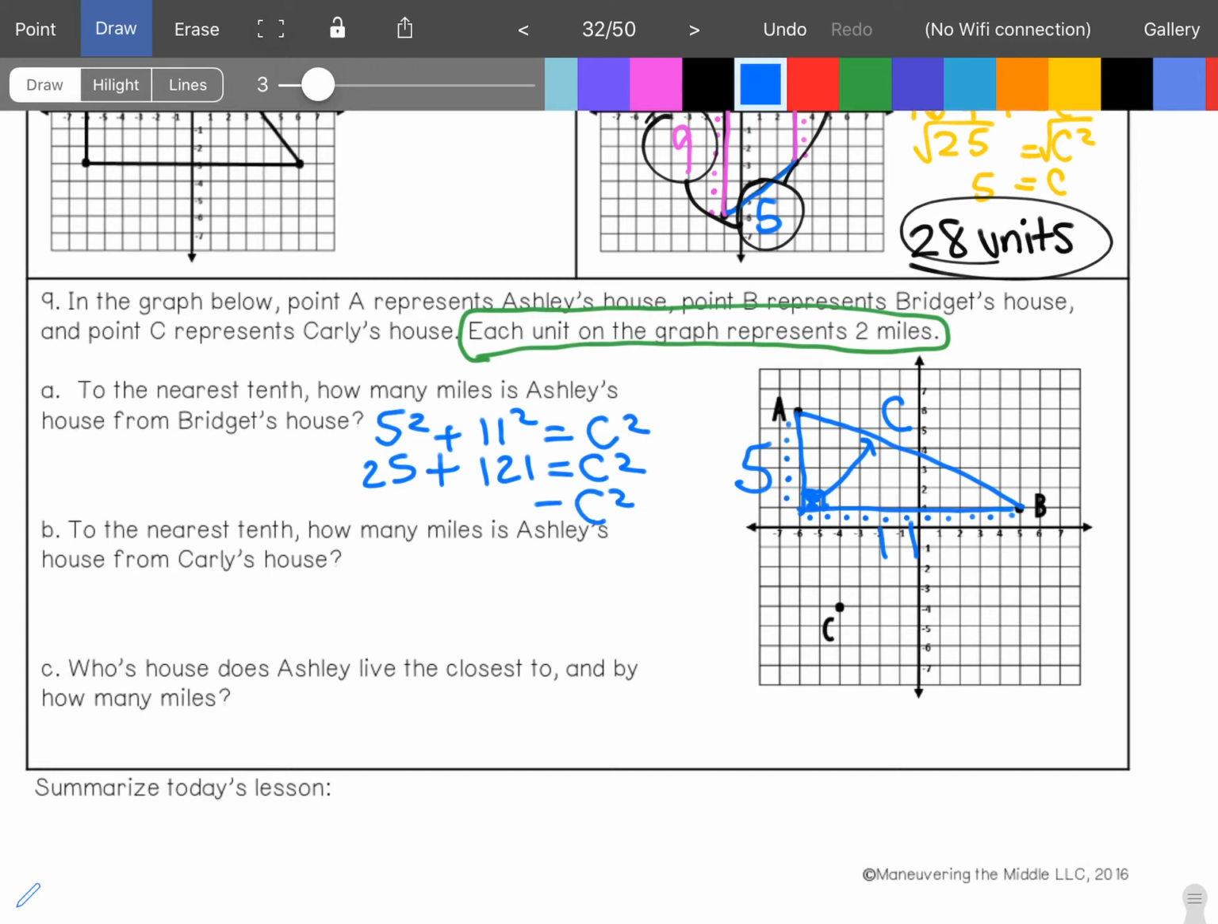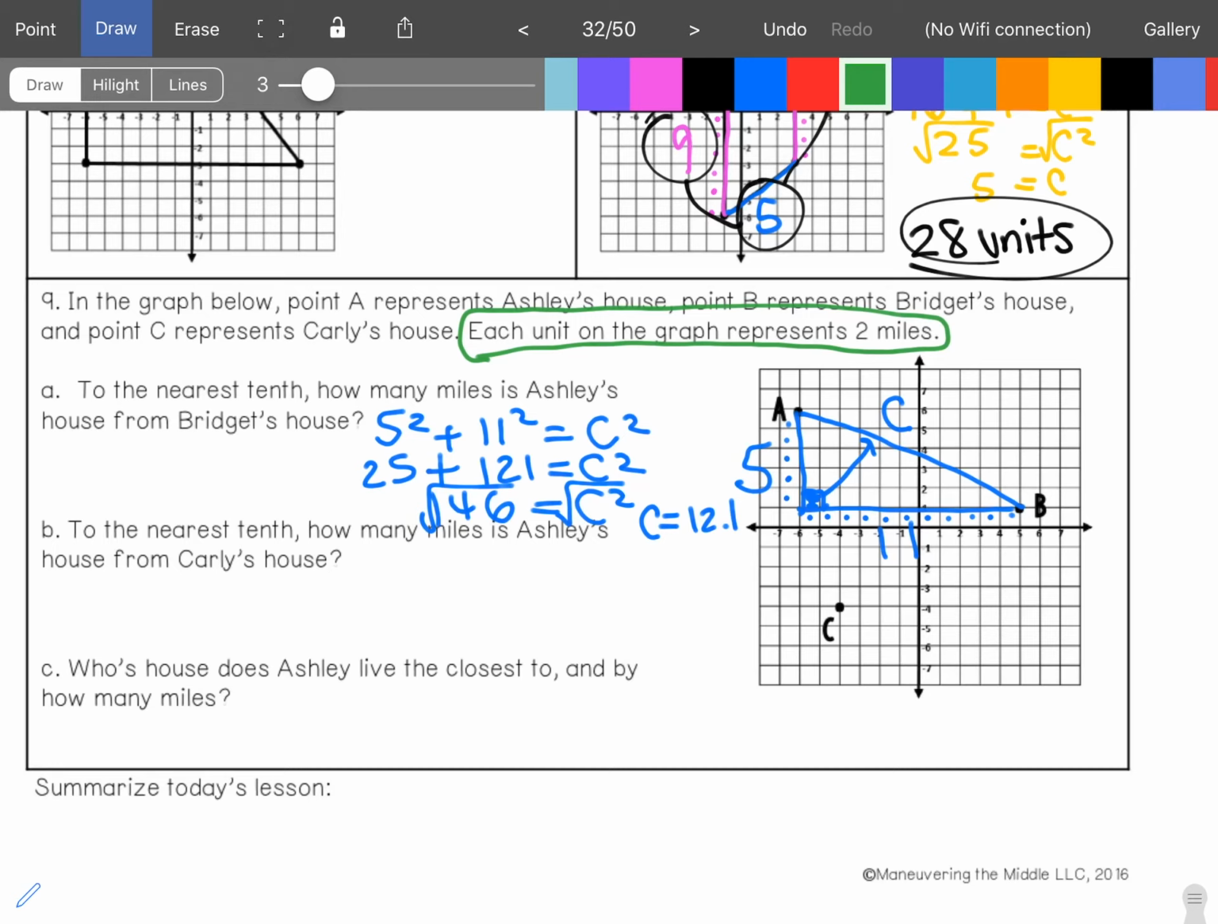25 plus 121 is 145. Nope, that's not right. Sorry, it's 146. Take the square root of both sides, so we get C is equal to, type in 146, hit your square root, and if we're going to the tenths place, it's going to be 12.1, because it's 0.8, the 8 rounds the 0 up. But remember in the directions it says each unit, so C is 12.1 units.